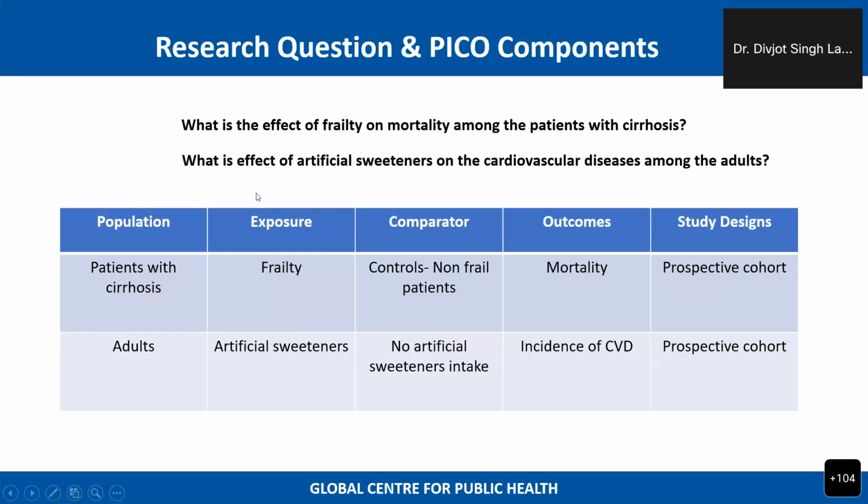Okay. So the next, going by the same principle, if you just see the next research question: what is the effect of artificial sweeteners on cardiovascular disease among adults? So here, the population will be adults. It's a very broad thing. You have to make your inclusion and exclusion criteria for each of these components, like I showed for your previous descriptive studies example. You have to define the adult population: gender wise, age group, or any exclusion criteria, any specific comorbidity that has been excluded or included. All these things should be explained clearly in your inclusion and exclusion criteria.